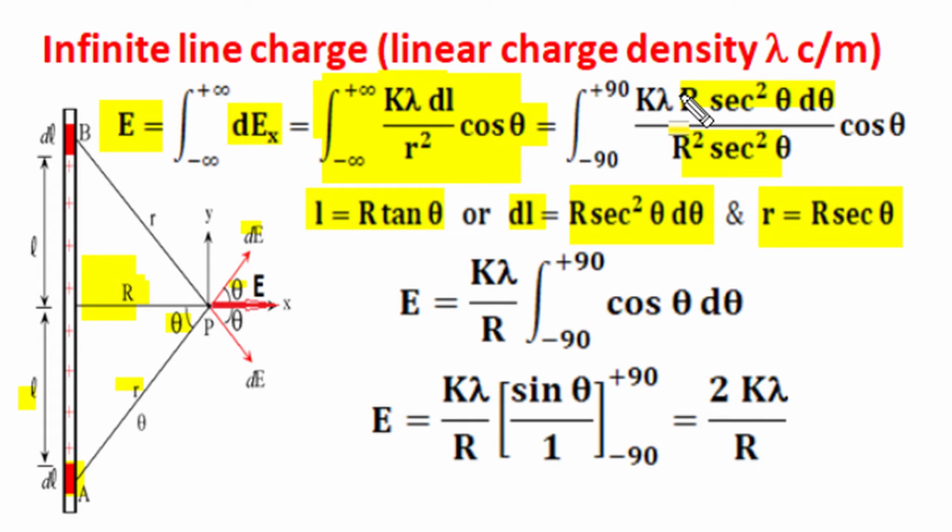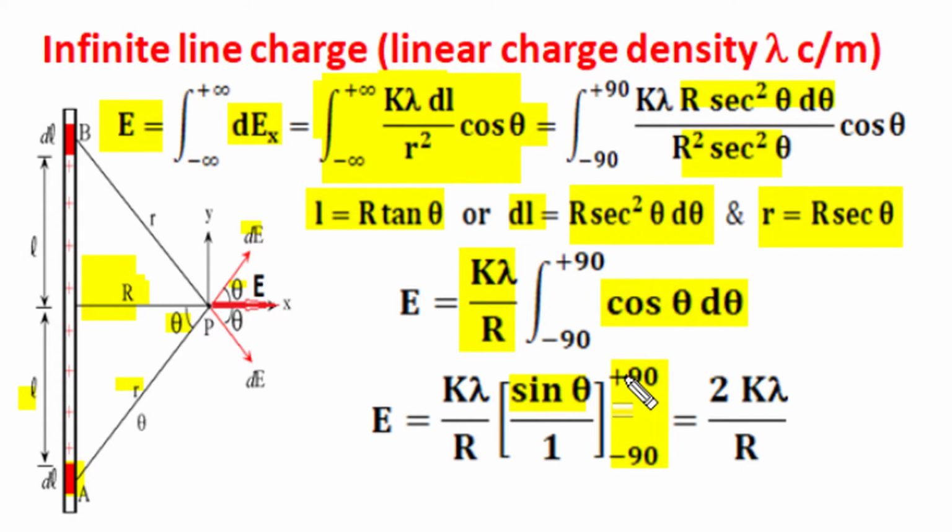Now this r in numerator and r square in denominator, when simplified, will produce one r in denominator, and this k lambda and that R, being constant, come out of the integration. Sec square theta gets cancelled out, and it becomes integration of cos theta with respect to theta, and the formula for integration of cos theta is sin theta, and the limits will be taken back.